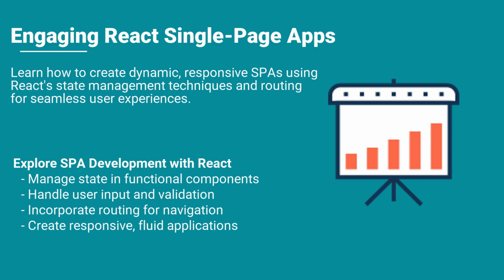Building single-page applications is an exciting topic that opens the door to a more fluid and dynamic user experience. Today, we will explore how to create a single-page application, commonly referred to as an SPA, using React. We'll focus on managing state effectively to switch between different views seamlessly.